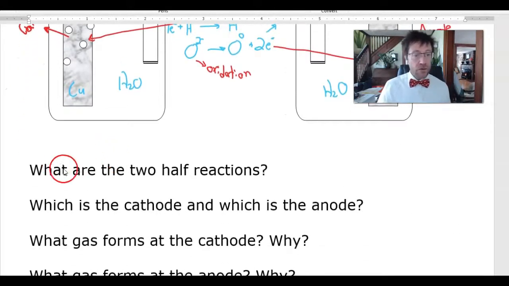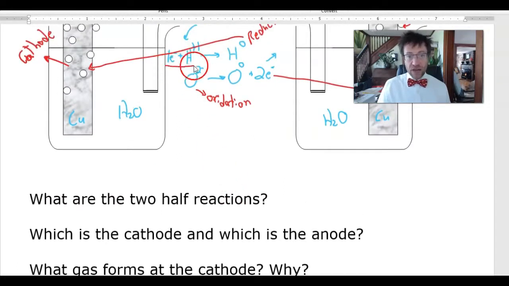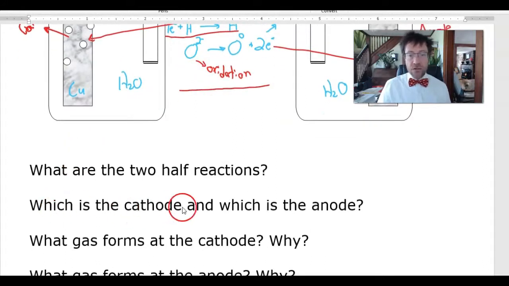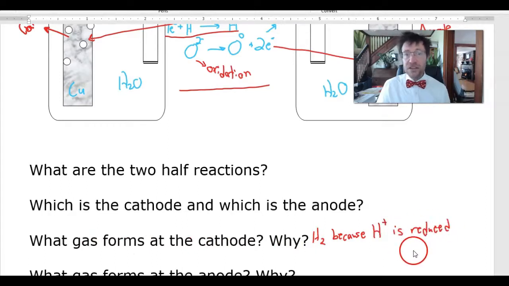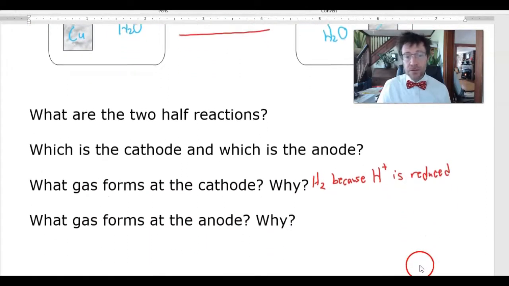What are the 2 half reactions? Well, right here's one half reaction. Right there's the other half reaction. Which is the cathode, which is the anode? We just did that. What gas forms at the cathode? Well, it's got to be hydrogen, because hydrogen ion has to be reduced.